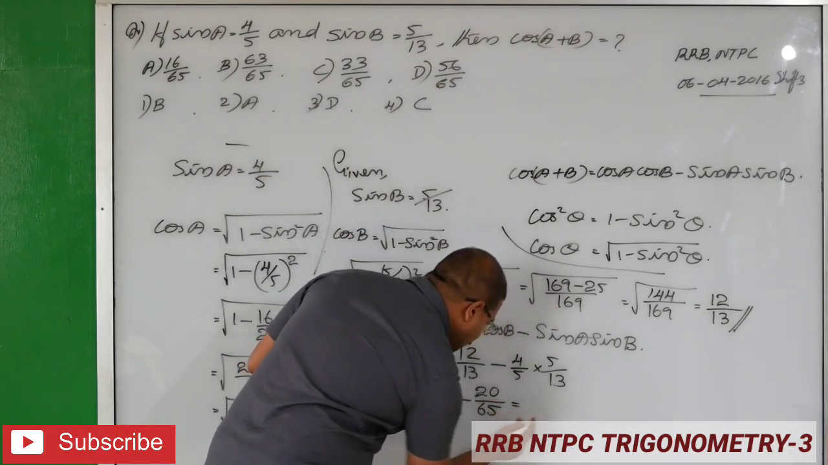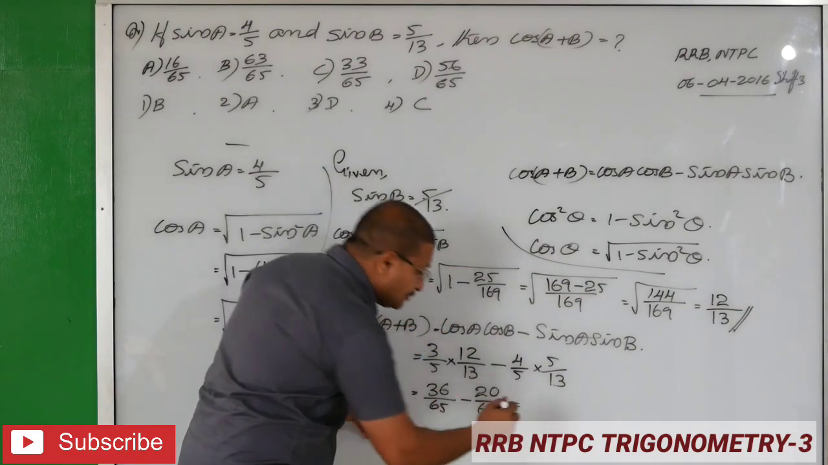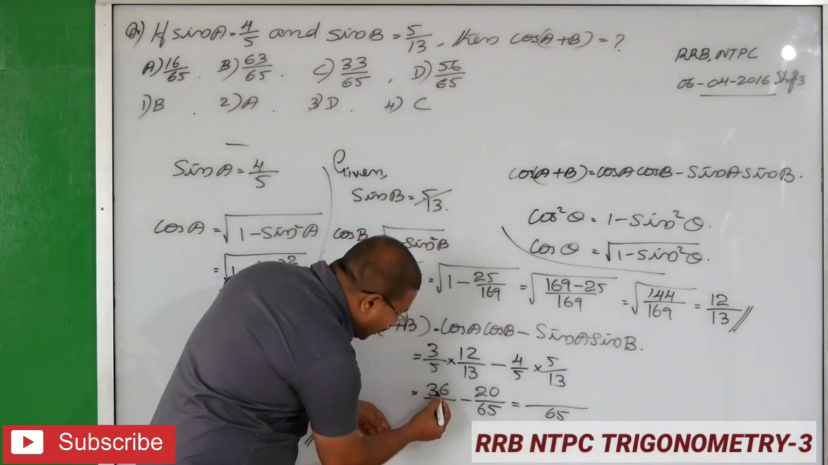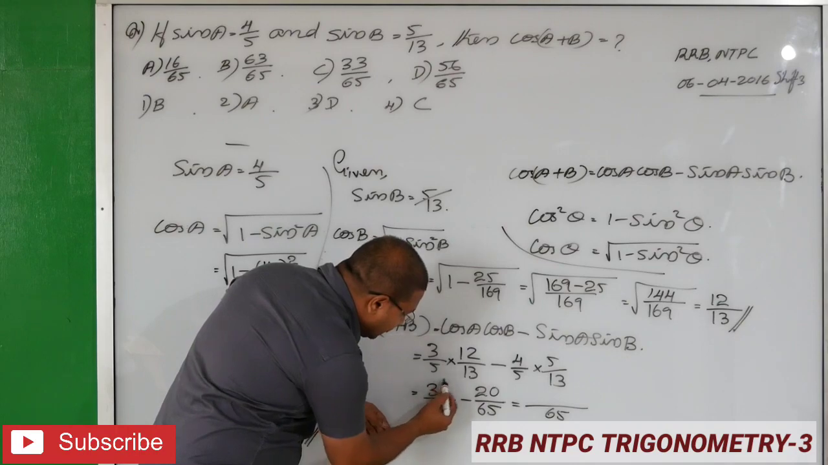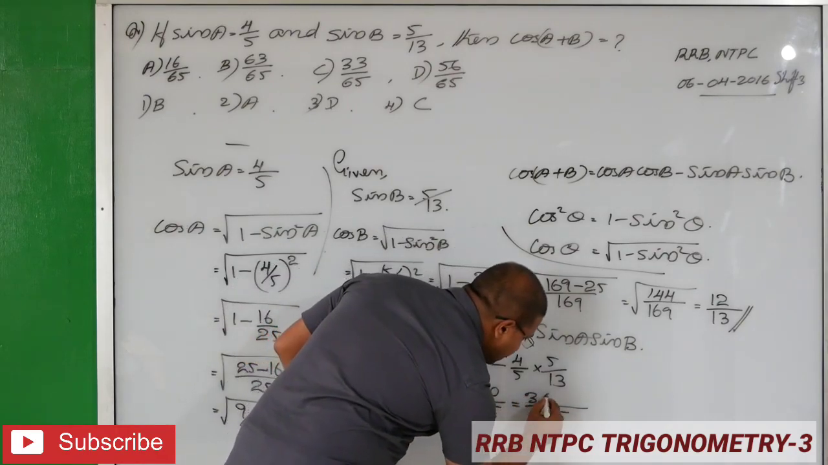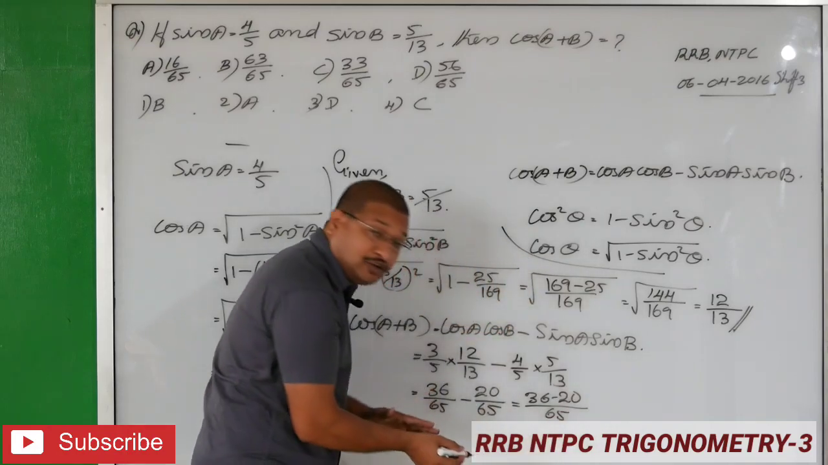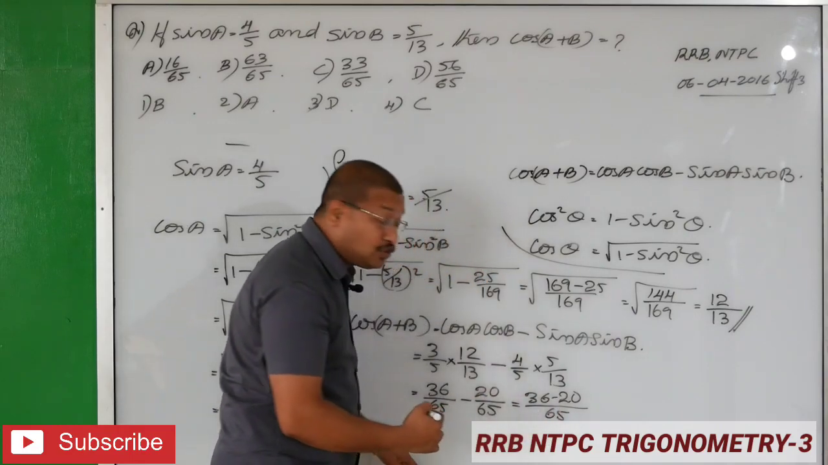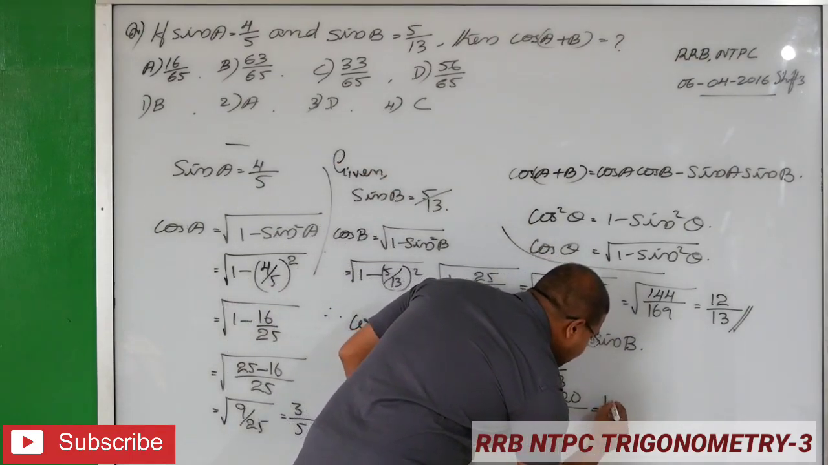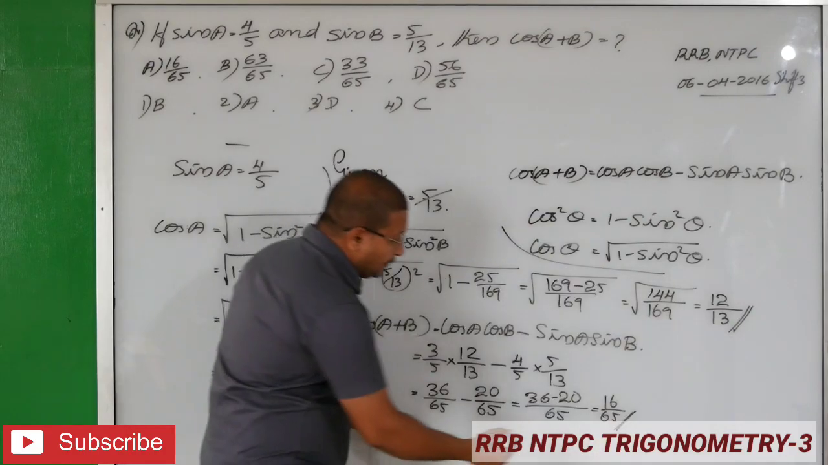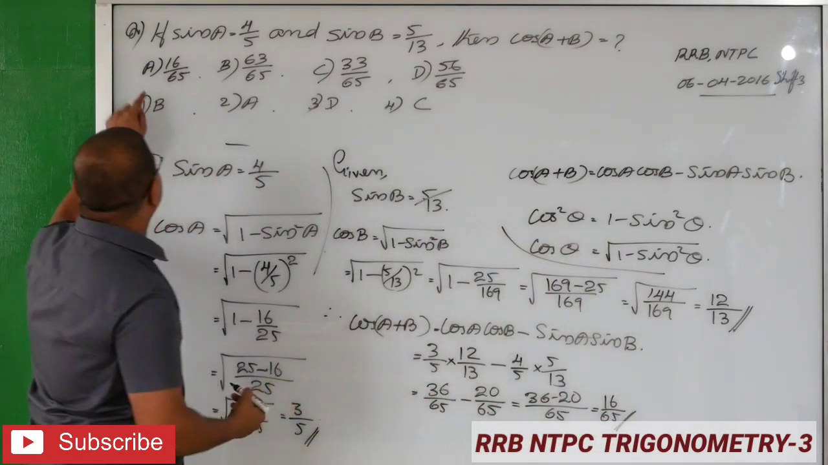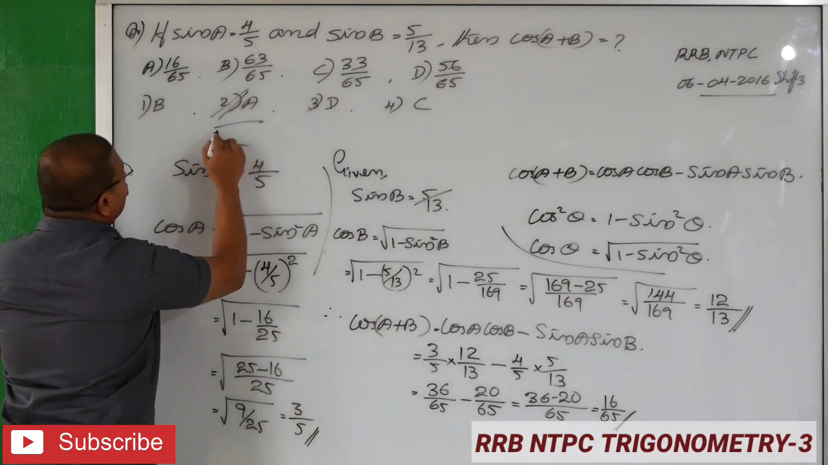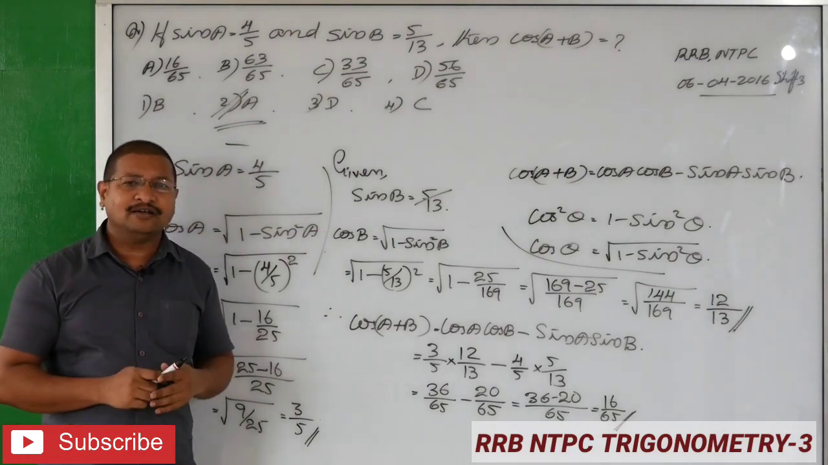Now the denominators are the same, so we write 65 as the common denominator. We keep the same numerators: 36 minus 20, because we don't want to change the denominator. 36 minus 20 is 16, so the answer is 16/65. That means A is the right answer, option 2 is the right option. Ready? Let's go to the next question.